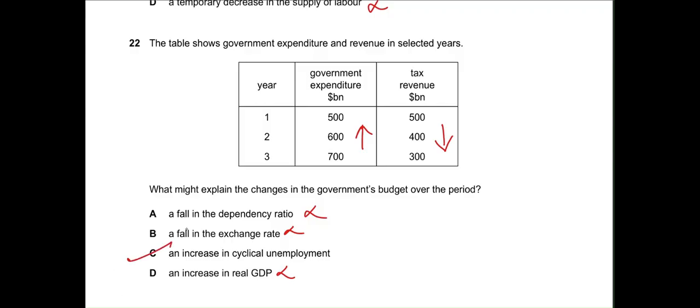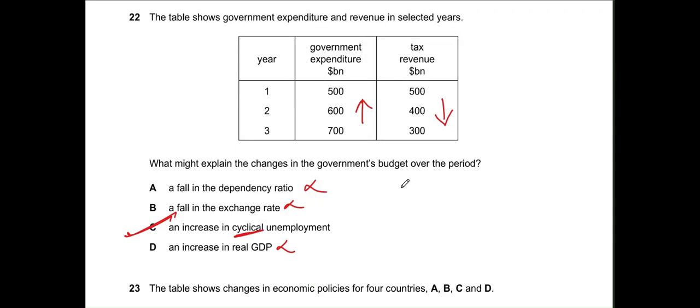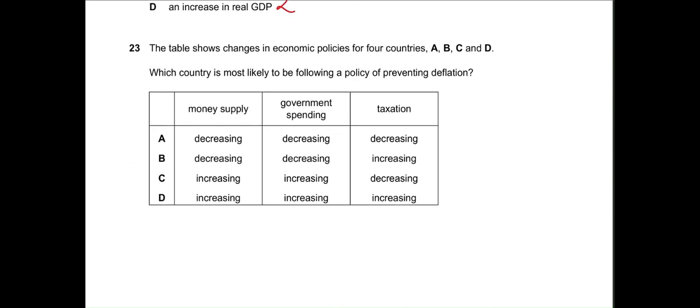The right answer would be option number C, because of an increase in cyclical unemployment. Because cyclical unemployment is increasing, the government expenditure towards the unemployment benefits is increasing. At the same time, the revenue collected from taxes is decreasing. Why? Because unemployment is increasing. Hence, C is the right answer. Alright. Now let's move ahead to question number 23.